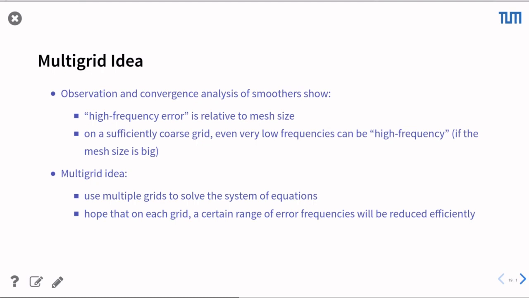Our observation was that the high frequency error is relative to the mesh size. So what we want to do is create a hierarchy of meshes and then reduce the high frequency error on each of them. But what's high frequency on a very coarse grid is low frequency on the finest grid. So then we can effectively reduce all frequencies of errors if we have enough grids. So we use multiple grids to solve the system of equations, and we hope that on each grid a certain range of error frequency will be reduced efficiently, and that we cover all different error frequencies this way.